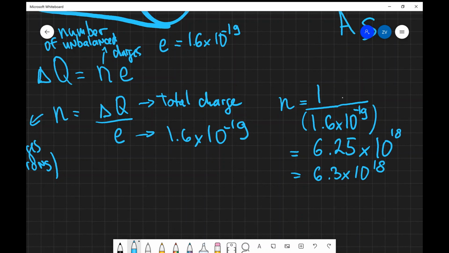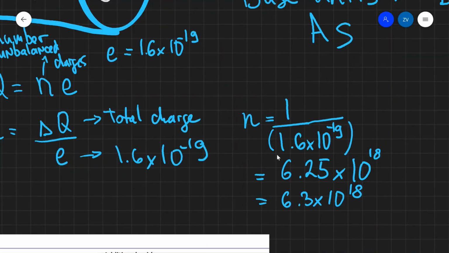So if I have a charge of 1 coulomb, I'm going to have 6.3 times 10 to the power of 18 electrons. This is a humongous number. However, luckily, electrons are very tiny. And this is how we can calculate the number of electrons.